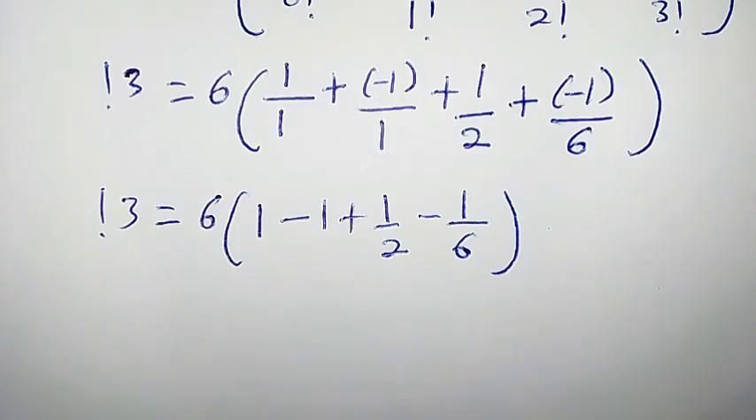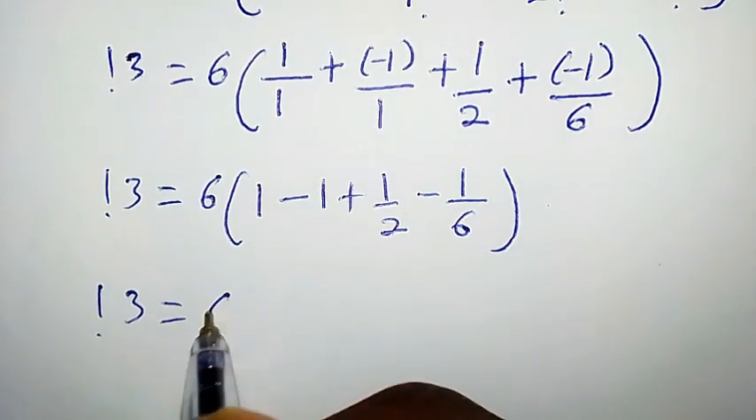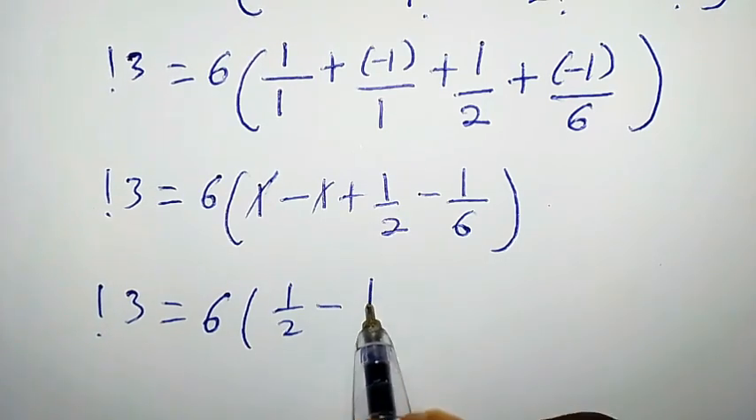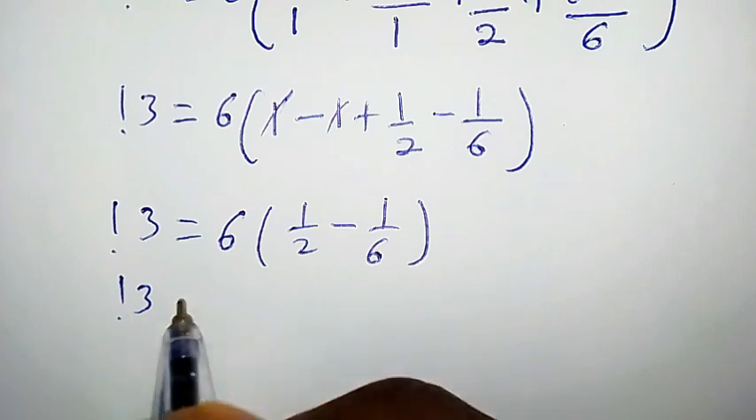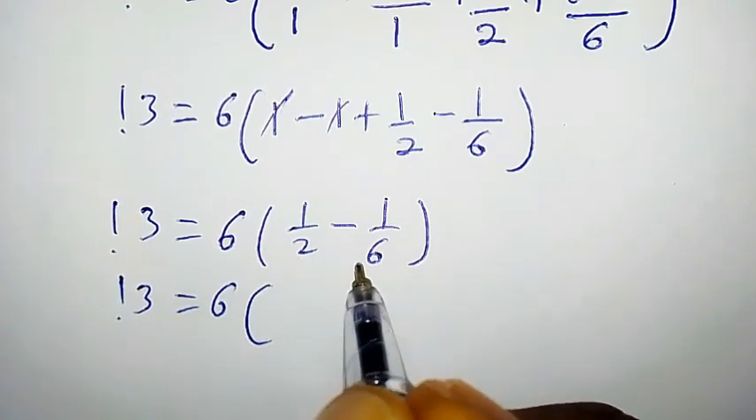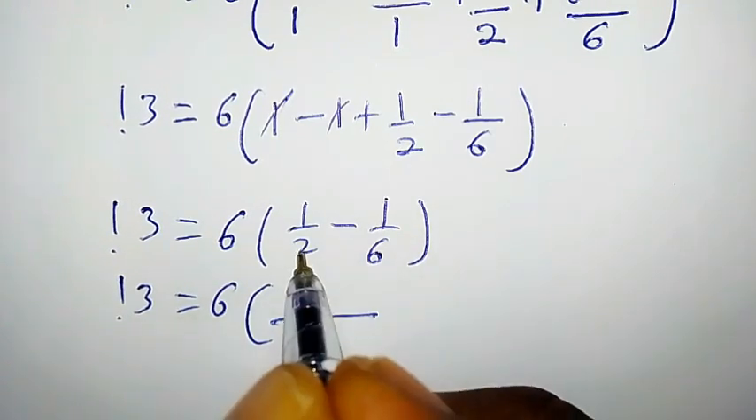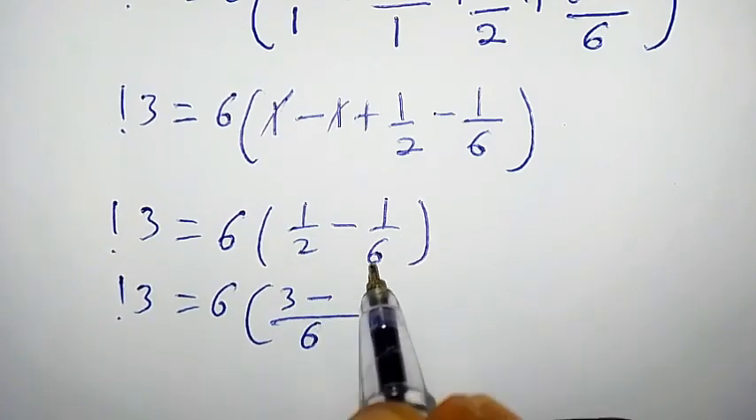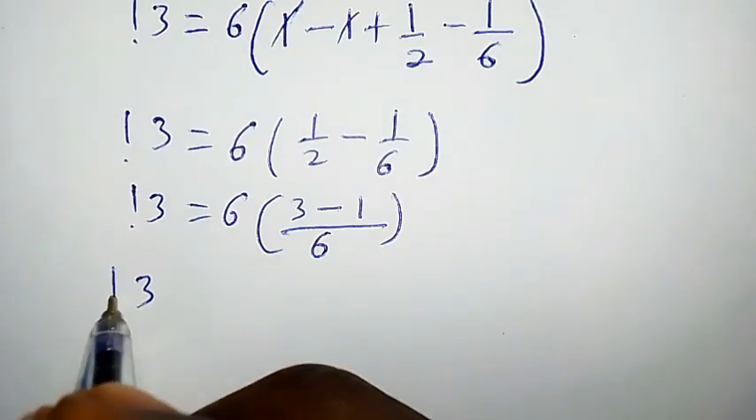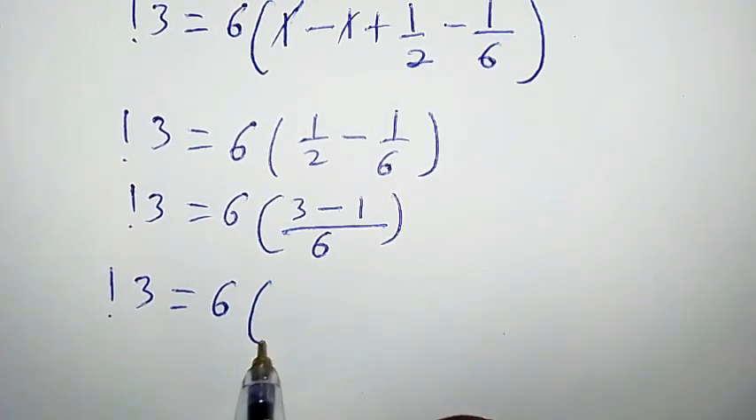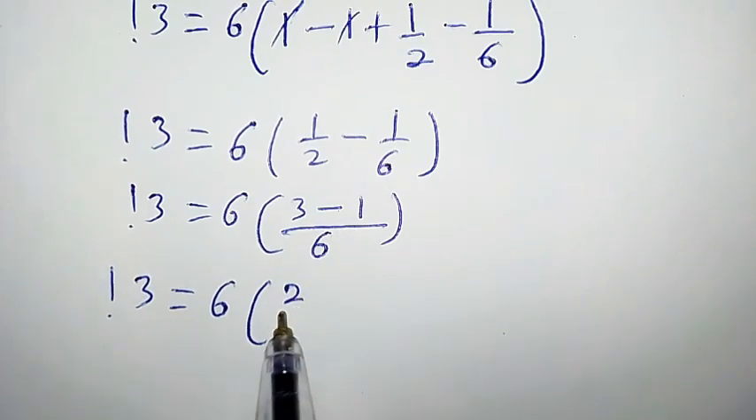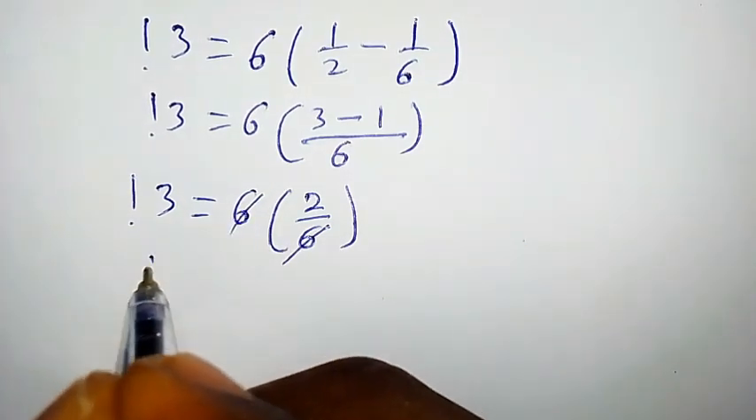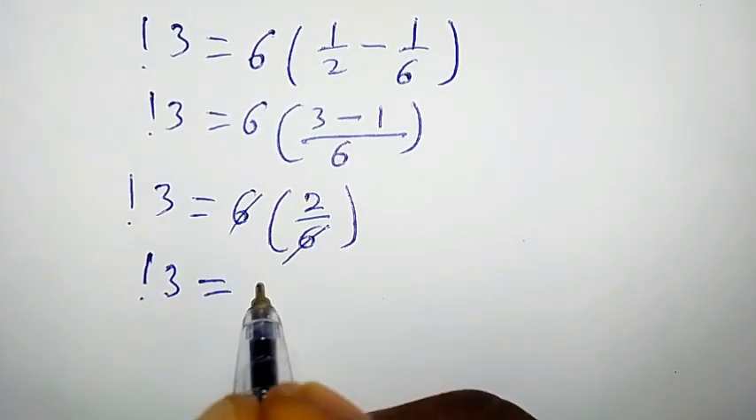Close the bracket. Let's proceed further. 3 subfactorial is equal to 6 times, 1 minus 1, that is 0. We are left with half minus 1 over 6. 3 subfactorial is equal to 6 into, the LCM here is 6. 6 over 2, that is 3, 3 times 1, that is 3. Minus 6 over 6, that is 1, 1 times 1, that is 1. 3 subfactorial is equal to 6 into 3 minus 1, that is simply 2 over 6. What do you notice here? 6 cancels 6, so we are left with 3 subfactorial equal to 2.